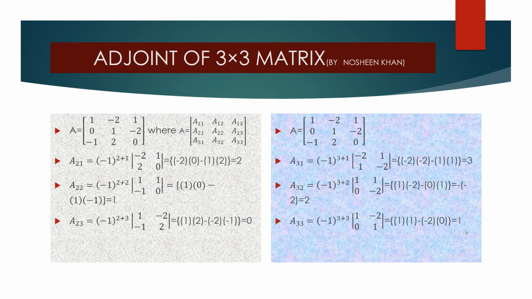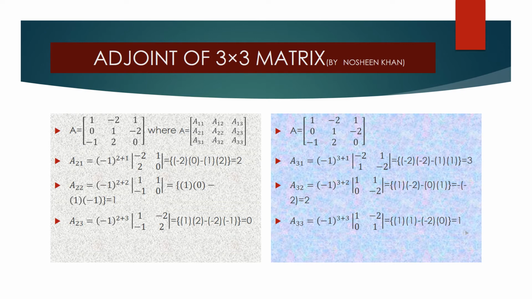Then the next cofactor is A32, and the subscript is 3 2, so minus 1 power 3 plus 2. A32 exists in the second column and third row, so neglect all these values, and the remaining values are 1 1 0 minus 2. Open it by the 2 cross 2 determinant method, and after solving, it will give you 2.